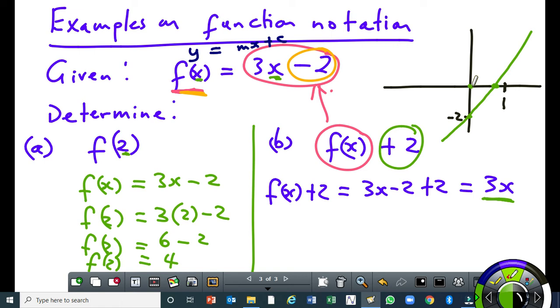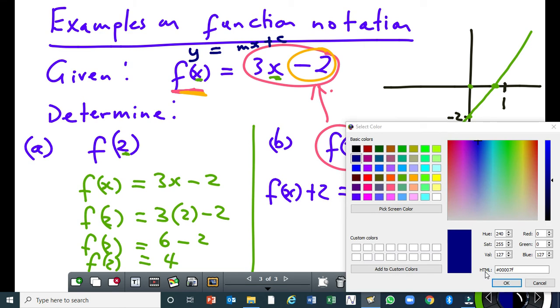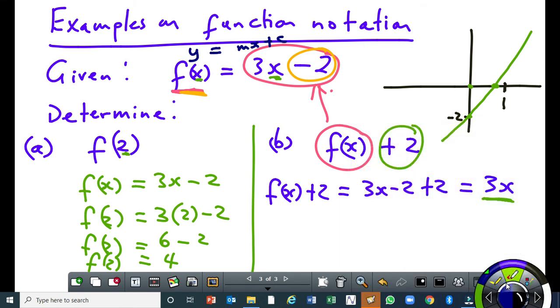The vertical shift. Yeah, it's the vertical shift. So that is the vertical shift. This +2 is the vertical shift. Okay? Don't worry, I'm going to come back in more detail to the linear function. But I just need you to be aware of this. So f of x plus 2 is going to be equal to 3x. Okay?